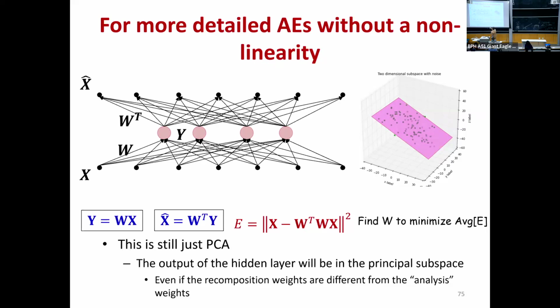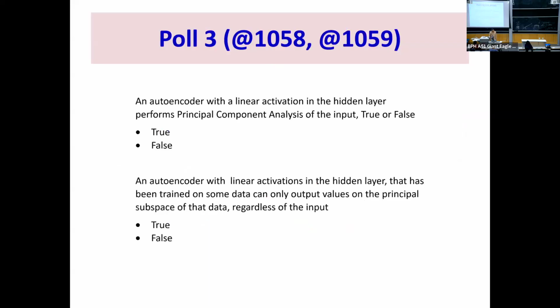And once again, the math will just work out. I just have the math here. X minus W transpose WX, squared norm, you minimize it. You're going to find the W, which is basically the principal subspace, right? It represents the basis of the principal subspace. And here's the interesting thing. Once I learn this, because the output is always W transpose X, any vector that I feed in is only going to result in an output that lies on this principal subspace, regardless of what I feed in, right? So here's your next ball.